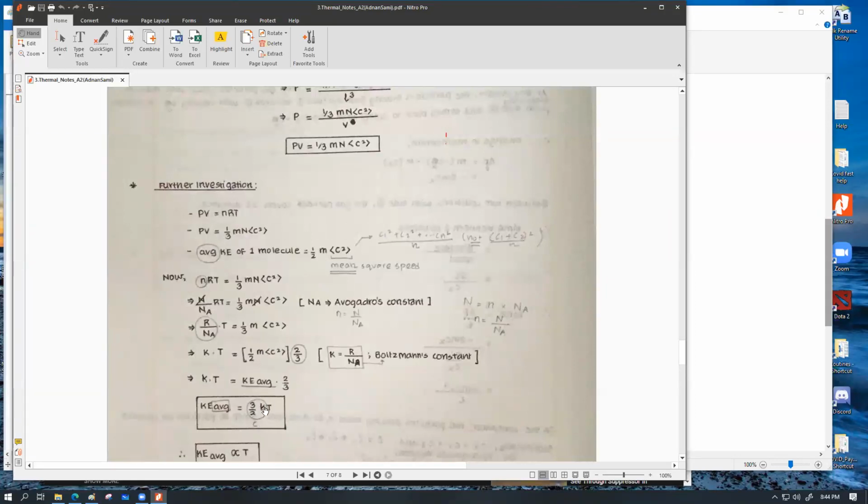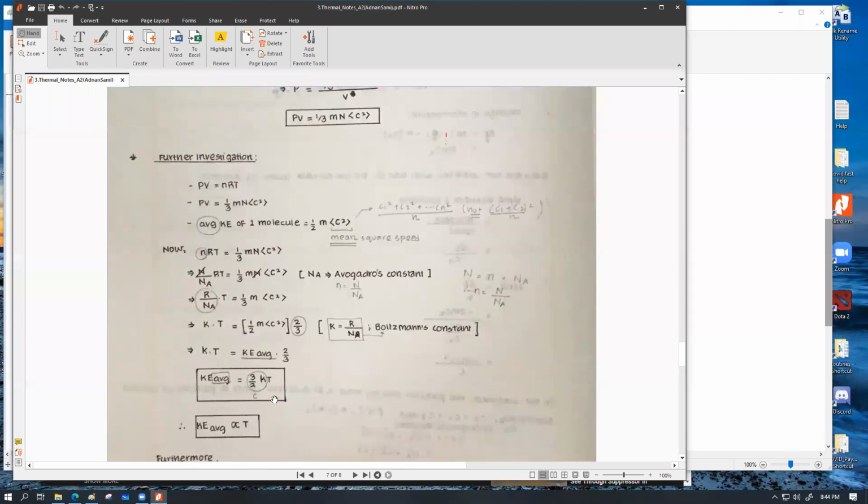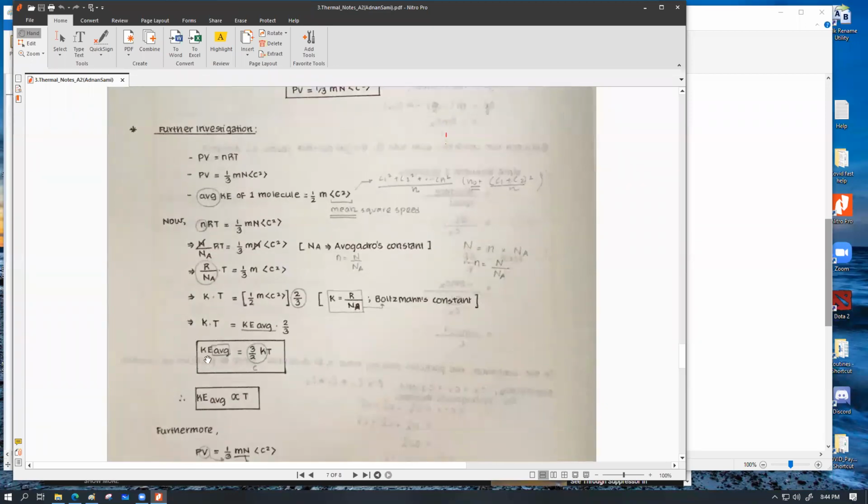This 3/2 k is a constant and T is only the thermodynamic temperature. Now from this equation you can see that KE average equals 3/2 kT. If you take this constant out of this equation, you can convert this into a proportionality, which gives us: average kinetic energy of an ideal gas particle is only, this word only is very important, dependent on its thermodynamic temperature.